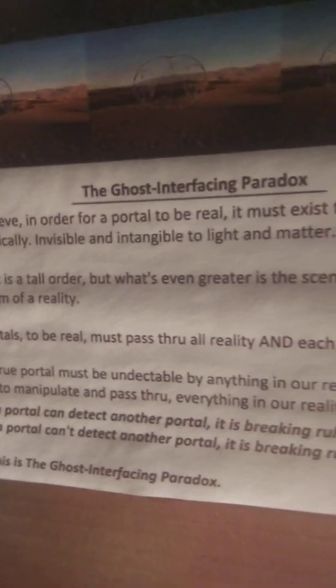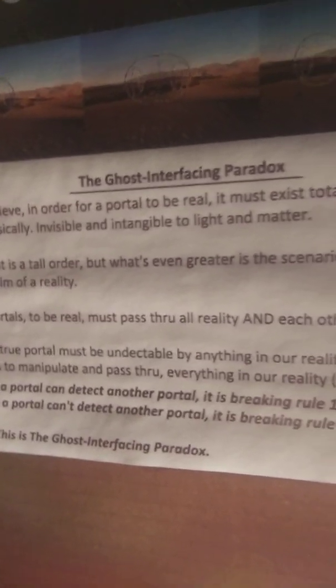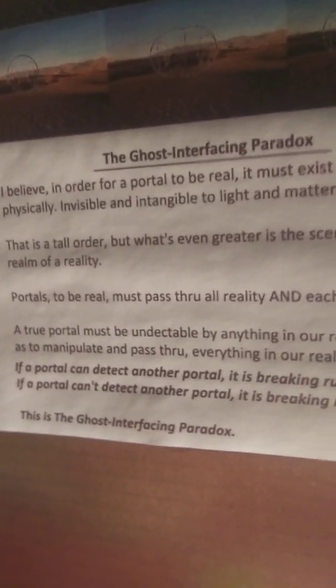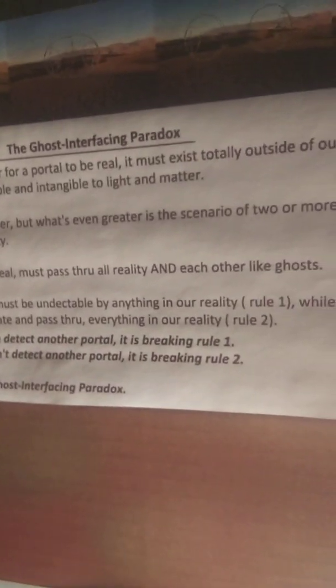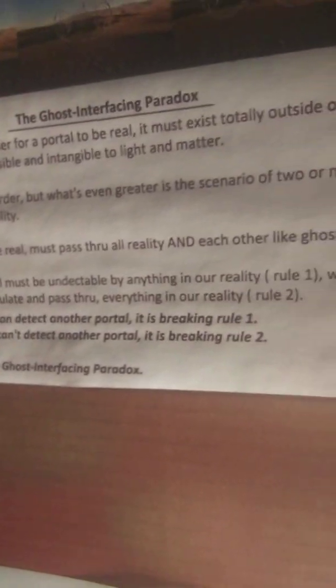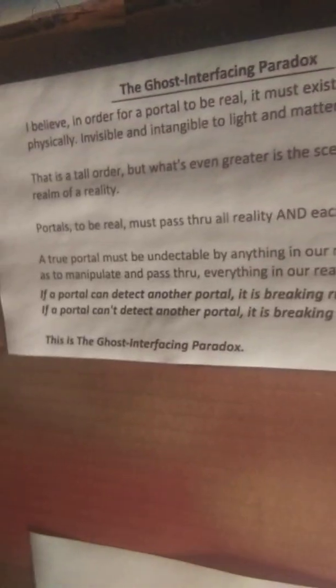I believe in order for a portal to be real, it must exist totally outside of our reality, visually and physically, invisible and intangible to light and matter. This is a tall order, but what's even greater is the scenario of two or more twin portals in the same realm of reality. Portals, to be real, must pass through all reality and each other like ghosts. A true portal must be undetectable by anything in our reality, rule 1, while being able to detect so as to pass through and manipulate everything in our reality, rule 2.